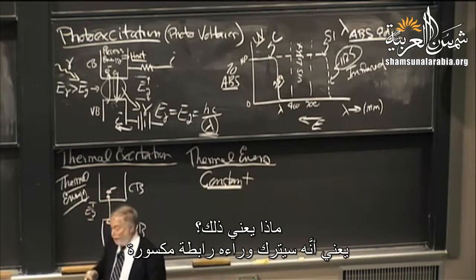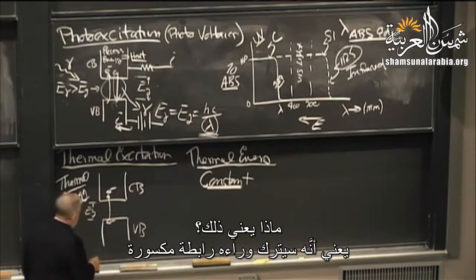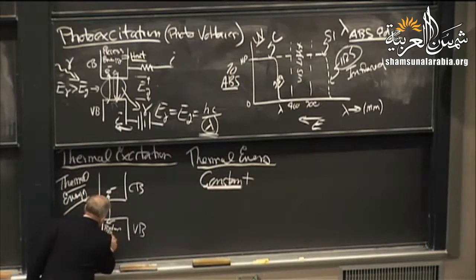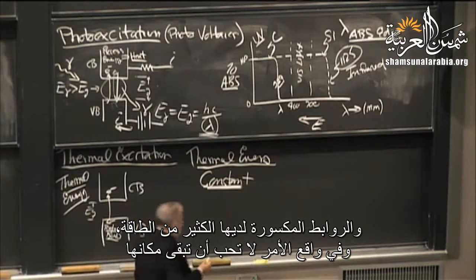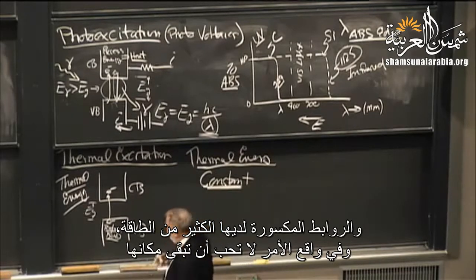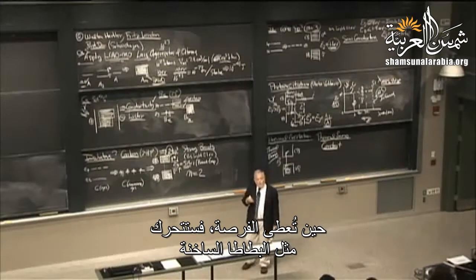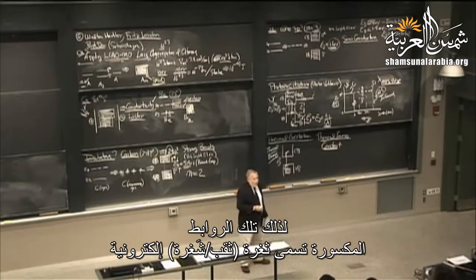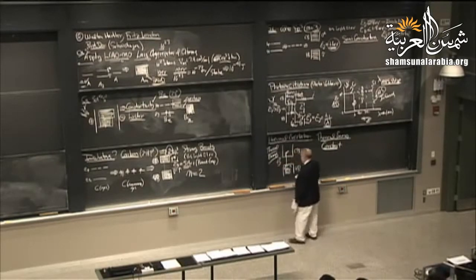So what does that mean? Well, it leaves behind a broken bond. All right? Leaves behind a broken bond. And that broken bond has a lot of energy. And in fact, it doesn't like to stick around. All right? So if given a chance, it'll move. It's like a hot potato. All right? And so that broken bond is called a hole.